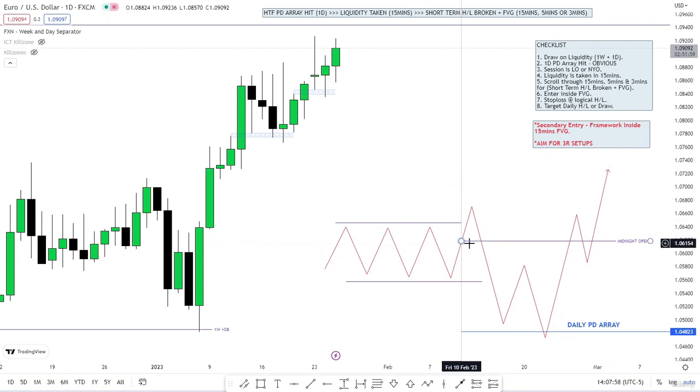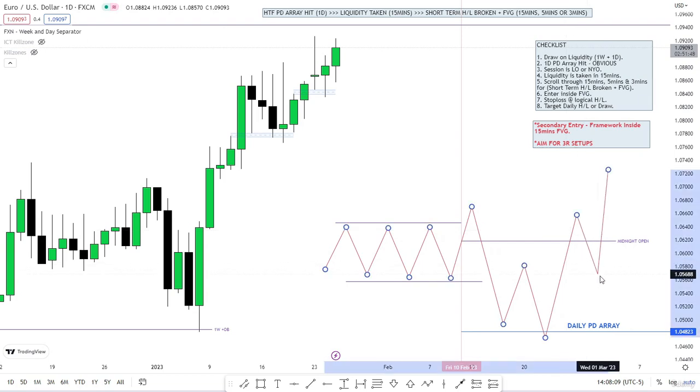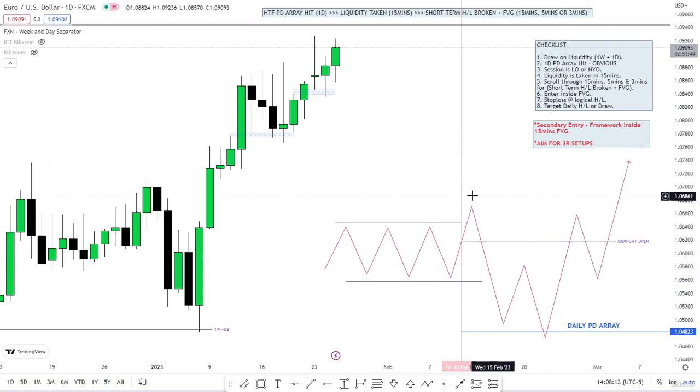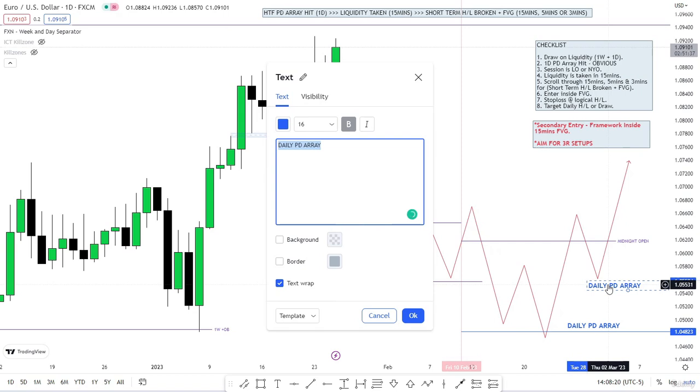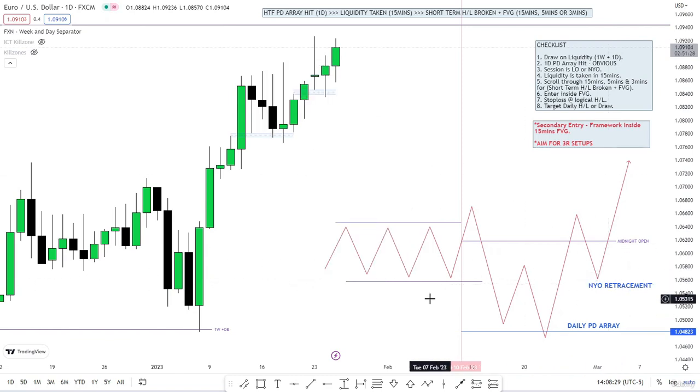So you have maybe midnight open, Asian comes, maybe London open comes up, takes out this high, then drops to hit that daily PD array. Then from that daily PD array you get the setup that we are seeking actually. And then you get, now it takes out these highs and continues. So this could be the New York. Actually this is what is called New York open retracement. Potentially. So it depends on how the structure looks like.